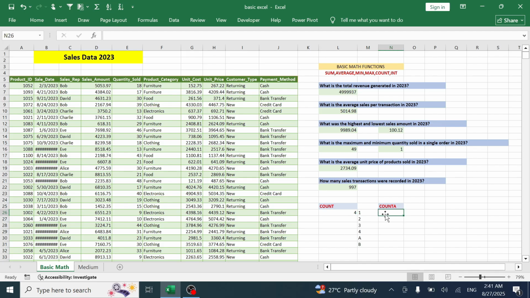And let me show you counta. Here you can see the answer is 6. Counta counts both numbers and text, but count only counts numbers. We have one more function called countblank. It only counts blanks. So we have covered all the basic functions. It is very basic. Let's go with the medium level.